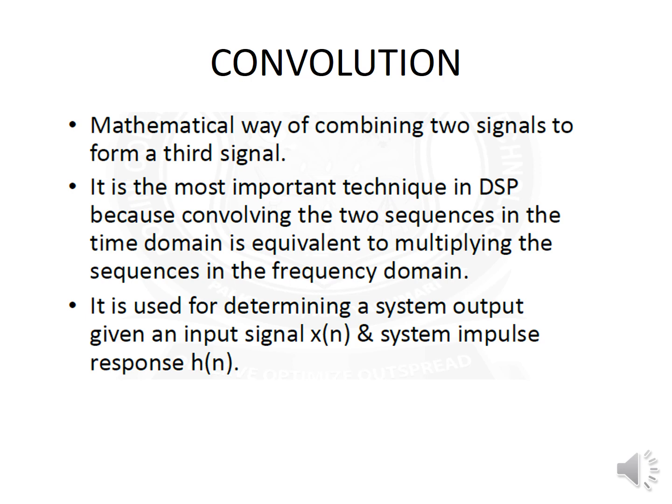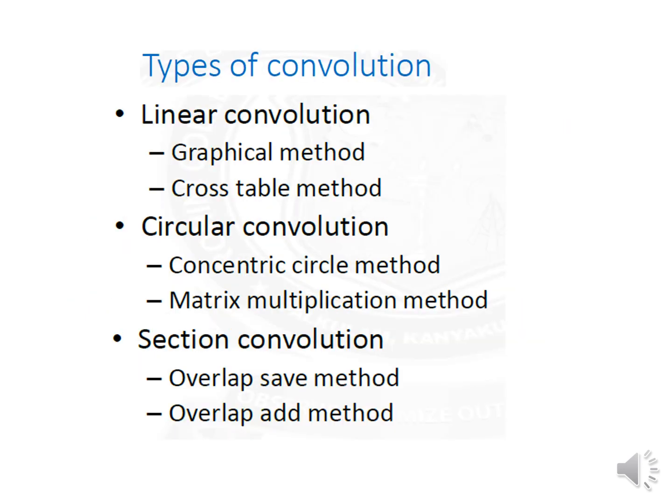Now we can see what is meant by convolution. Convolution is the mathematical way of combining two signals to form a third signal. It is the most important technique in DSP because convolving the two sequences in the time domain is equivalent to multiplying the sequences in the frequency domain. It is used for determining a system output given an input signal x of n and system impulse response h of n.